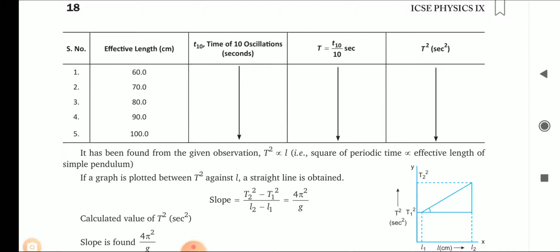So for 10 oscillations, suppose the time is 20 seconds. Suppose 20 seconds is the time for 10 oscillations. So the time period for 1 oscillation will be 20 upon 10, which is 2 seconds. So we can determine the frequency also, we can determine the time period also. Time period equals the time required for 10 oscillations divided by 10, the number of oscillations.